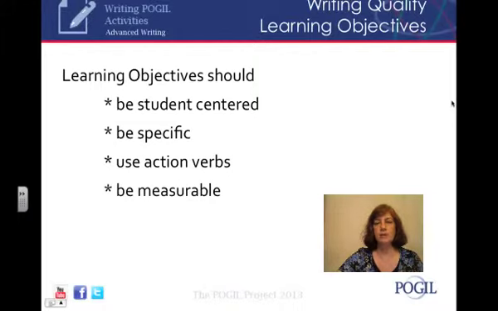So this is a reminder of learning objectives. They should be student-centered, which most of those were, because they said the student will. They need to be specific. They need to use action verbs, and this is where Bloom's taxonomy comes in, and they need to be measurable.